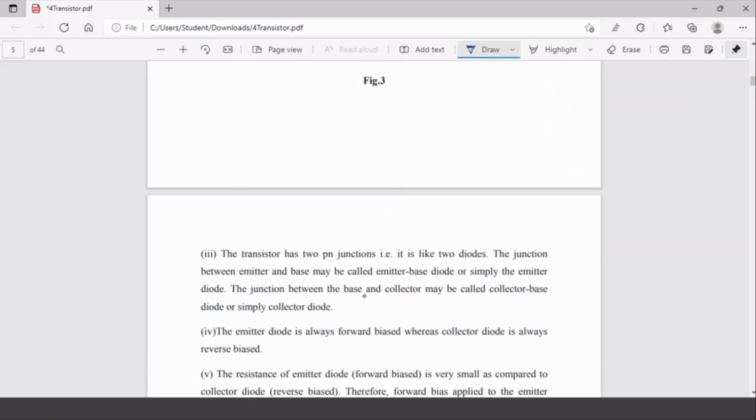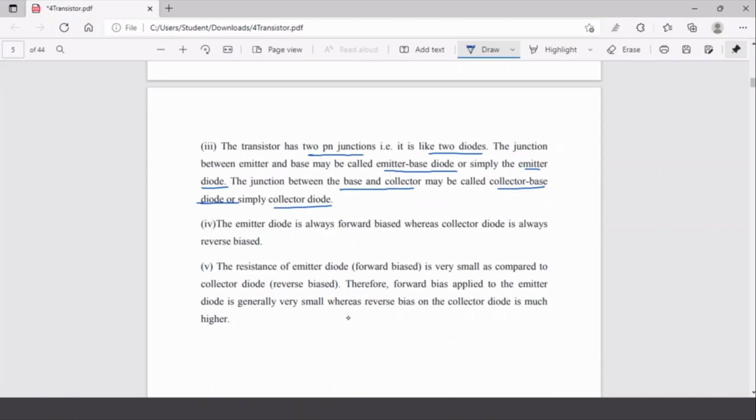So we said that the transistor has two PN junctions, like two diodes. The junction between emitter and base may be known as the emitter base diode, or simply the emitter diode. Similarly, the junction between base and collector may be known as the collector base diode, or simply the collector diode. So for a transistor, there is an emitter diode and a collector diode. They are connected back to back. We have already said that the emitter diode should be forward biased, whereas the collector diode should be reverse biased.